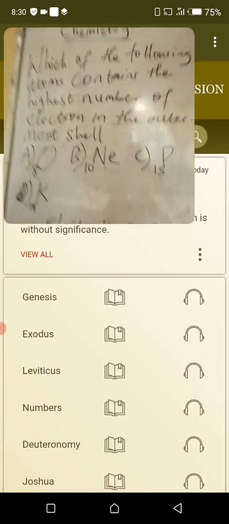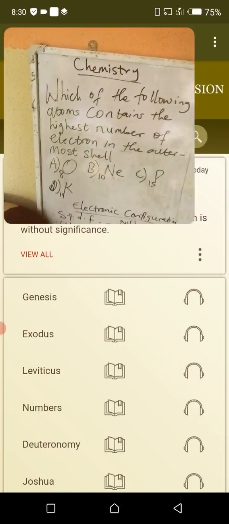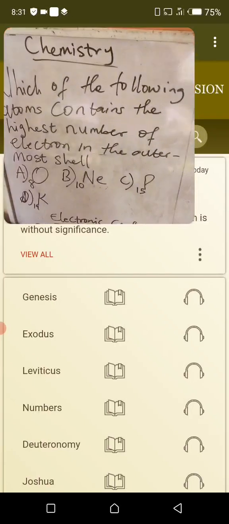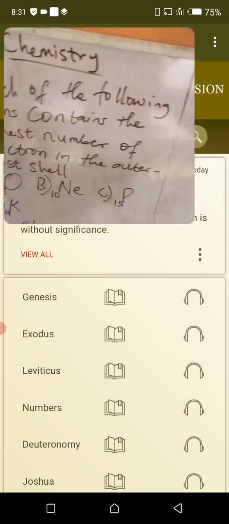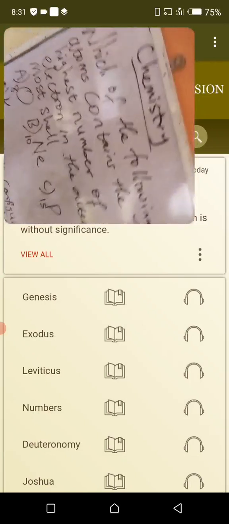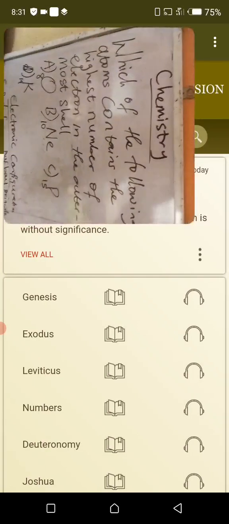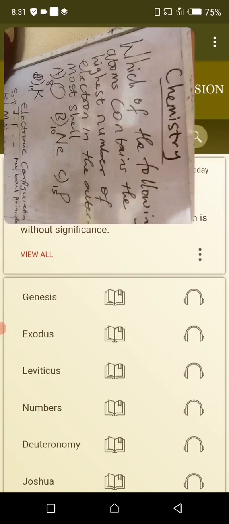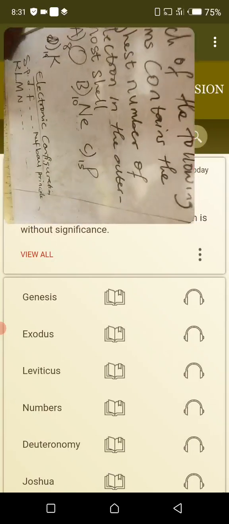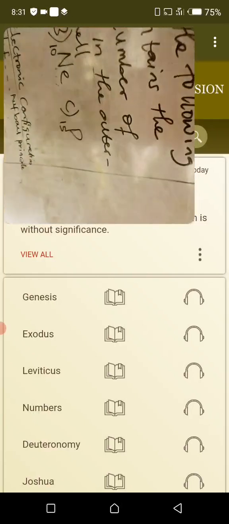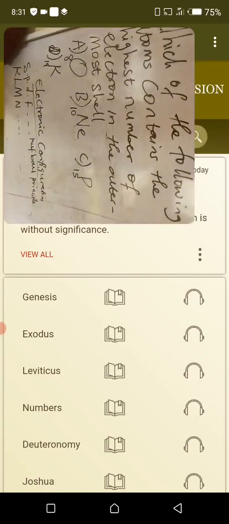Alright, if you meet a question like this: which of the following atoms contains the highest number of electrons in the outermost shell? A. Oxygen, having atomic number 8. B. Neon, having atomic number 10. C. Phosphorus, having atomic number 15. And D. Potassium, having atomic number 19.